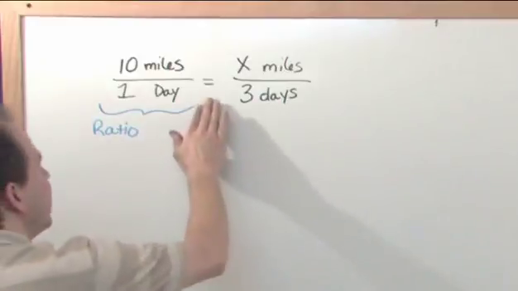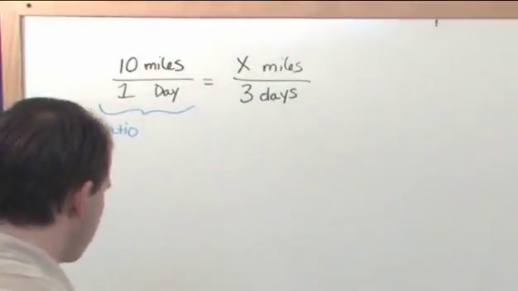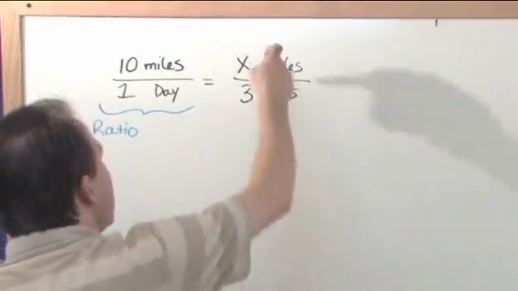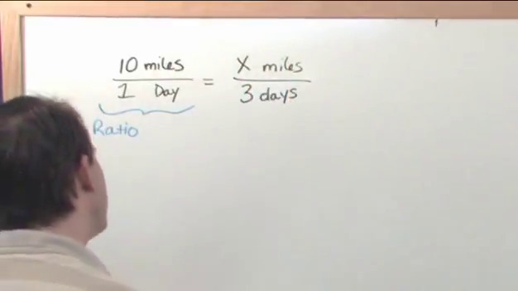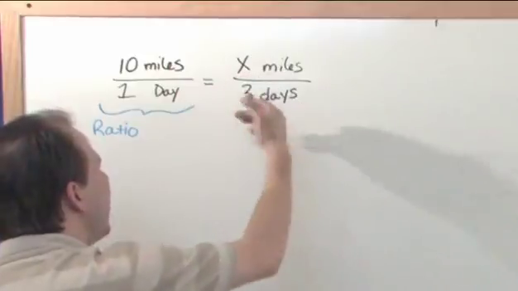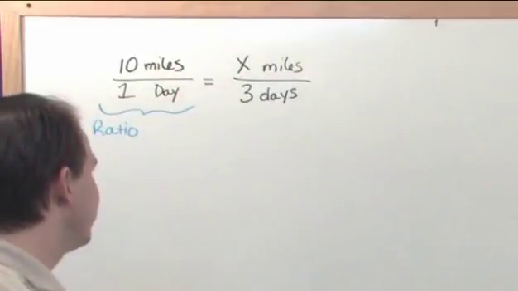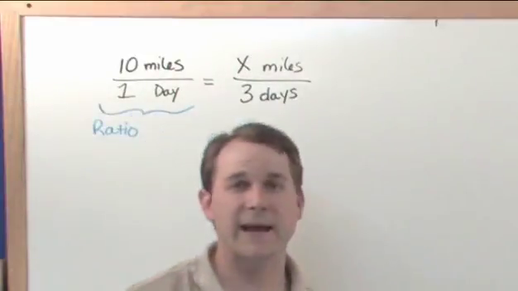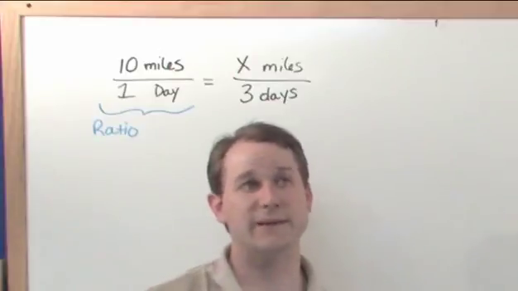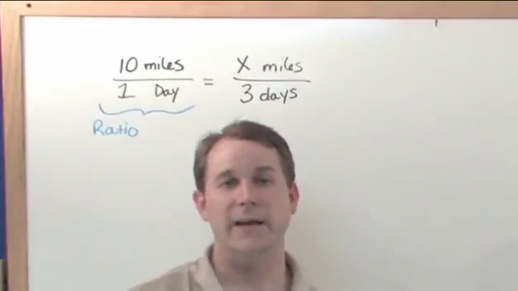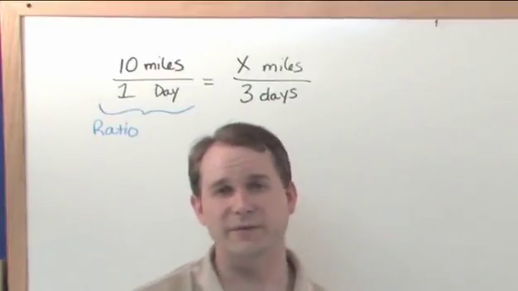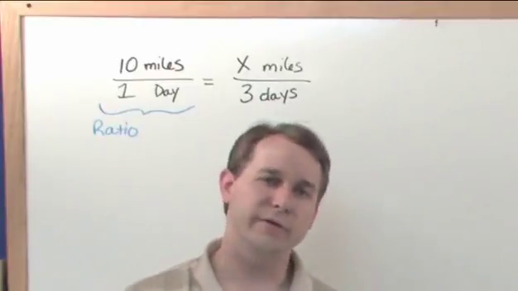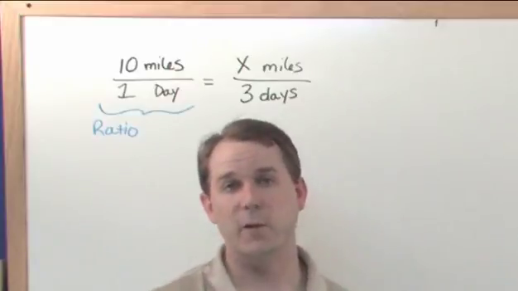Now over here, I'm setting it equal to another ratio, but in this ratio I have an unknown. I want to know how many miles I can walk in 3 days. I don't know what the answer is, so I just put an X here, and don't let that scare you. That letter just says, hey, I don't know what the answer is. I'm going to solve for that. I don't know how many miles I can walk in 3 days. I need to find that. Because I don't know the answer, I'm just going to put an X there, and I'm going to solve for it, and that's going to tell me what my answer is.